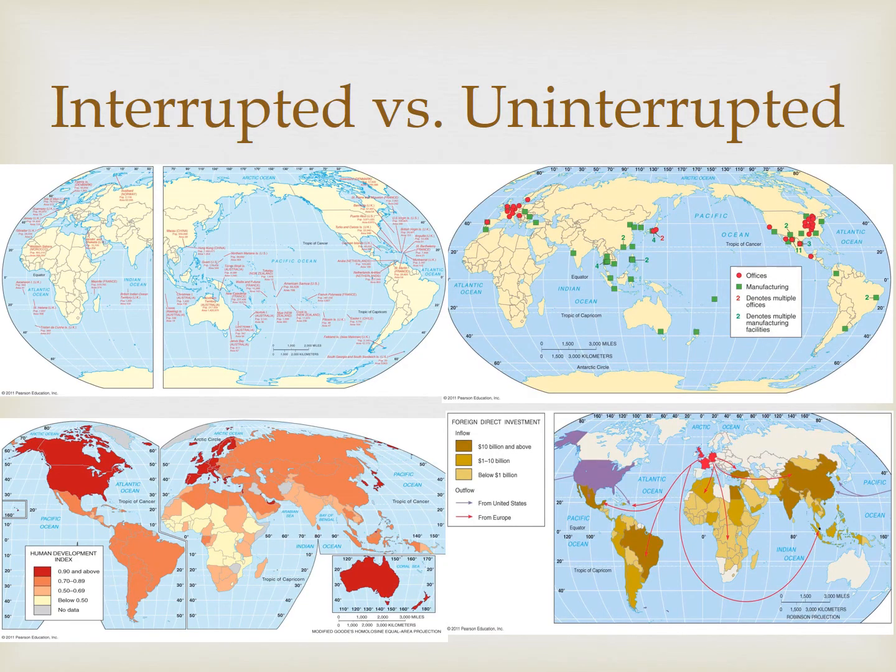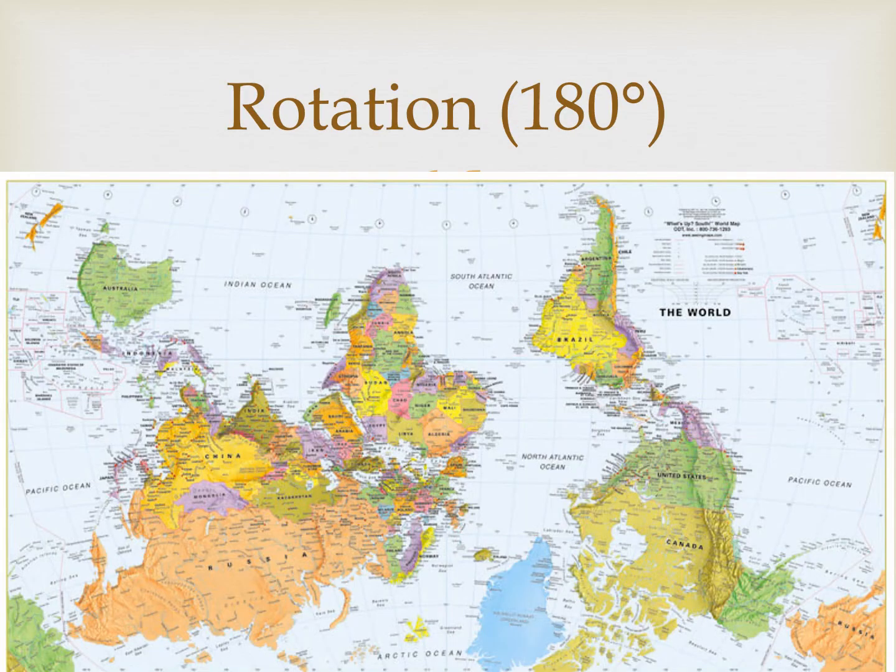A few more quick things that we need to introduce before we move on. Maps can be interrupted or uninterrupted. We discussed this briefly last lecture, but these choices are ones that cartographers can make for a variety of reasons, depending on the story that they want to tell.